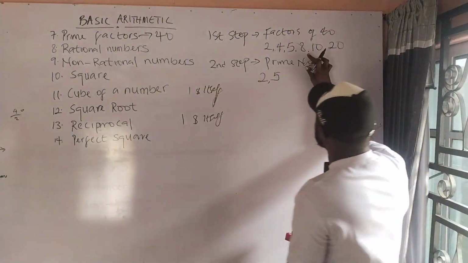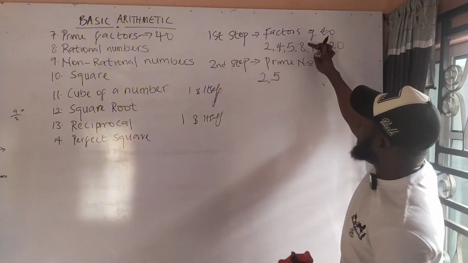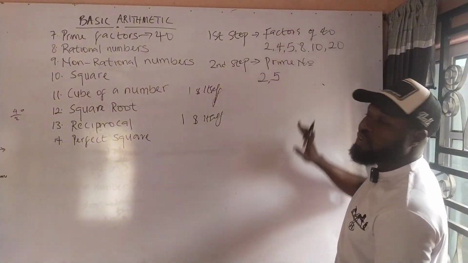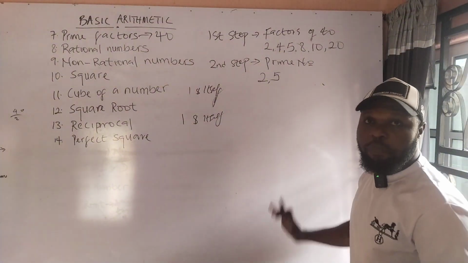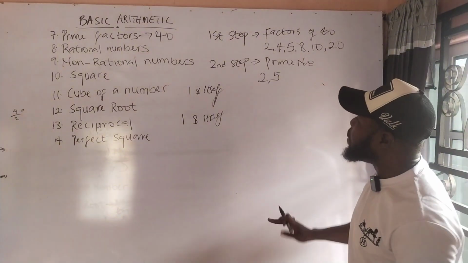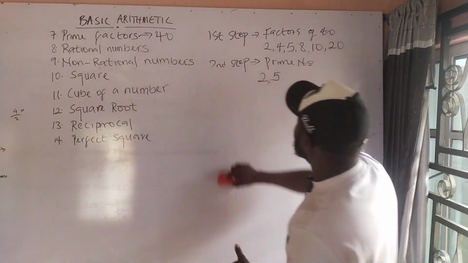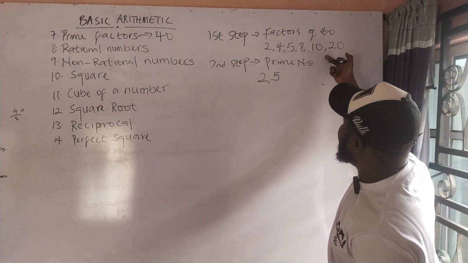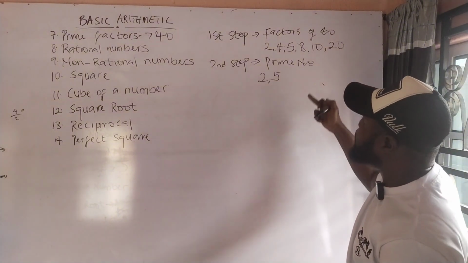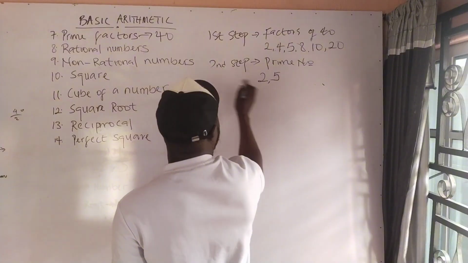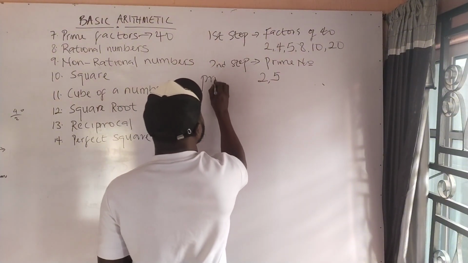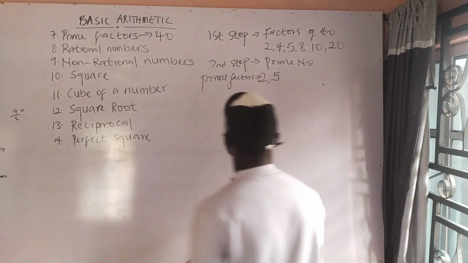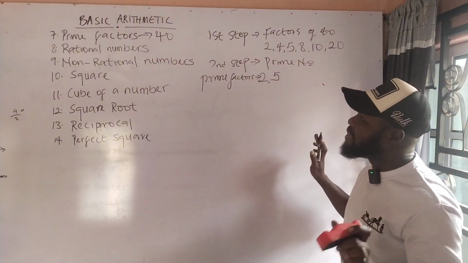Therefore, the same thing is applicable to 8. 1 can divide 8, 2 can divide 8, 4 can divide 8. So 8 is not a prime number. 10 is also not a prime number. 20 is not a prime number. So this simply means that our prime numbers among these are 2 and 5, and that makes our prime factors 2 and 5. Our answer is that.